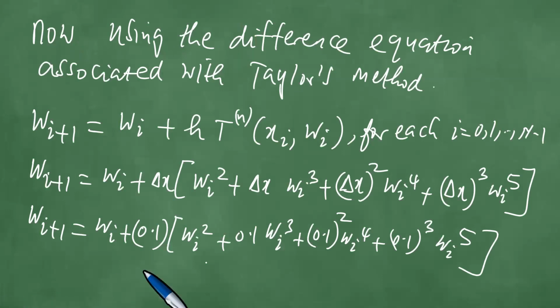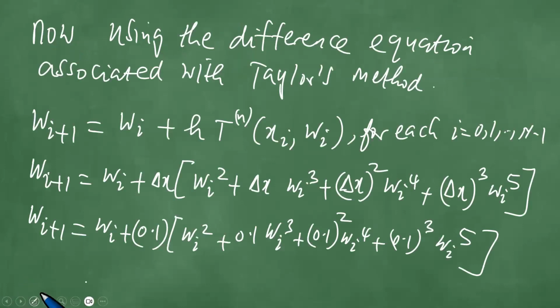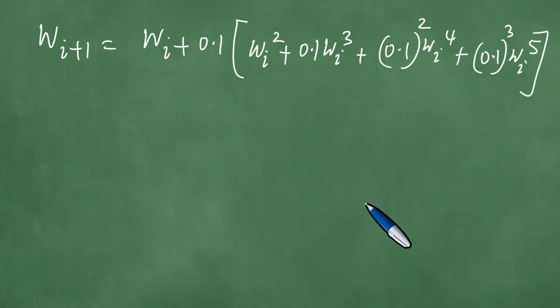And then 0.1 squared Wi to the fourth power. Plus, what is the next thing? Okay, 0.1 cubed Wi to the fifth power. Like this. Now, what is the next thing that we need to do here?